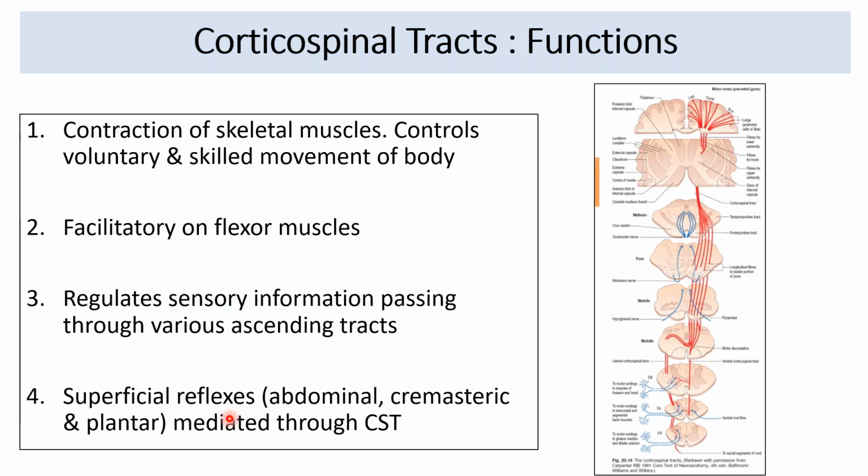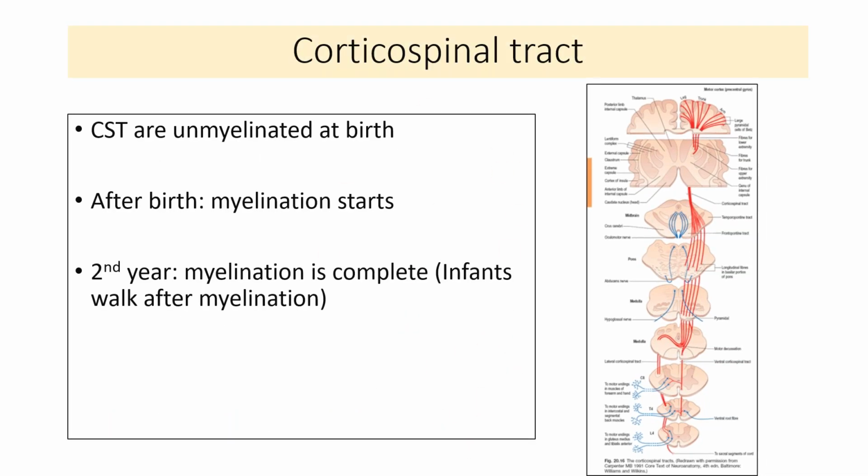They are also involved in the superficial reflexes, which are mediated through the corticospinal tract. These superficial reflexes are the abdominal, cremasteric, and plantar reflexes. I'll tell you about these in a subsequent slide. So these are the functions of the corticospinal tract. At birth, the corticospinal tracts are unmyelinated. The myelination of these tracts appears after birth only, and is complete by the second year. That is why infants are able to walk only after the myelination is complete.